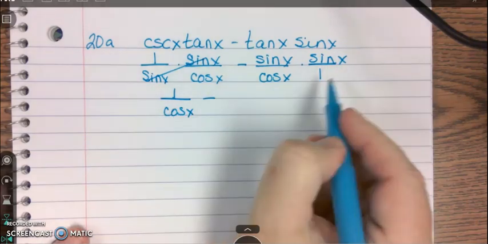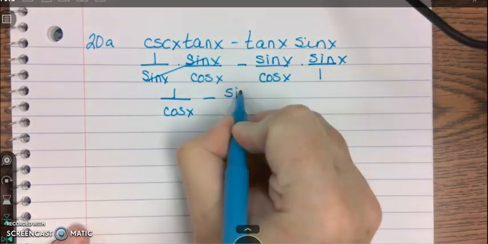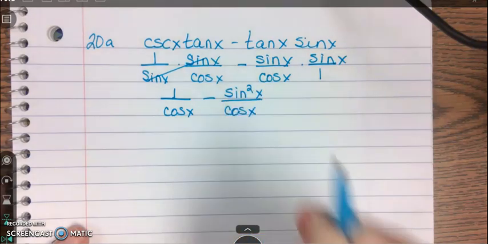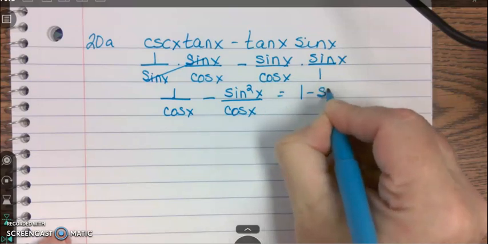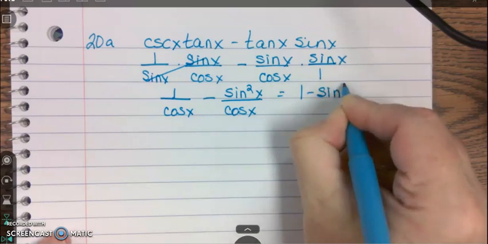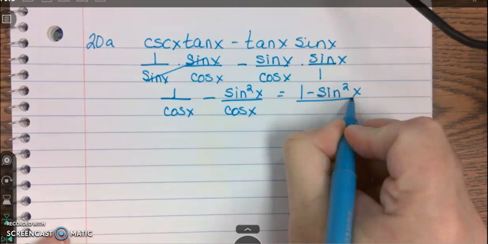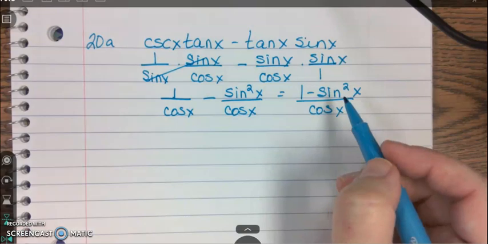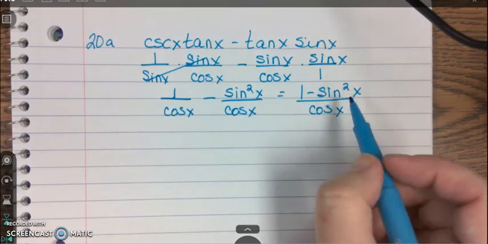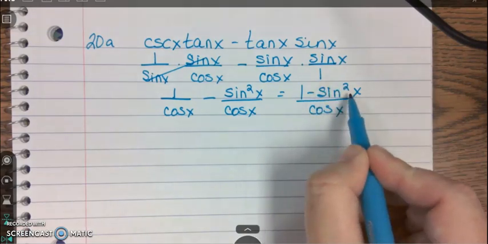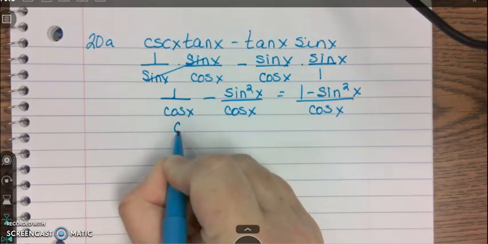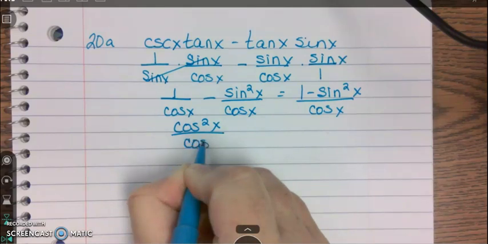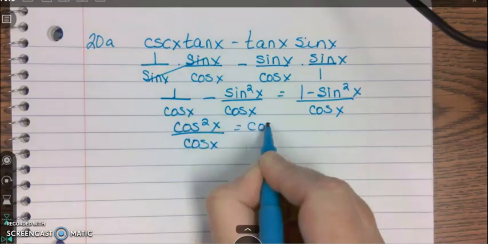So the sines cancel out, so I'm left with 1 over cosine x. I can't do anything here on the right, so this would be sine squared x over cosine. So this would be 1 minus sine squared x over cosine. Now, we talked about looking at the big guy, the sine squared plus cosine squared equals 1. This top would equal cosine squared x over cosine. And then we reduce and just get a plain old cosine.